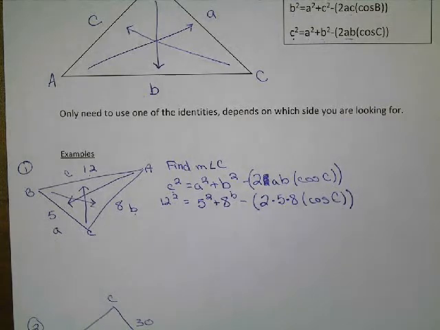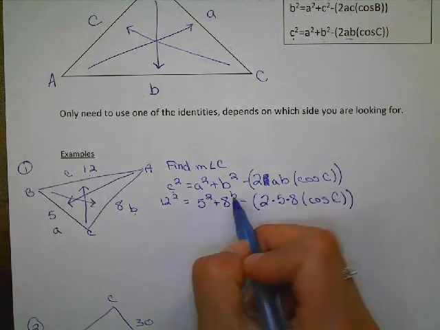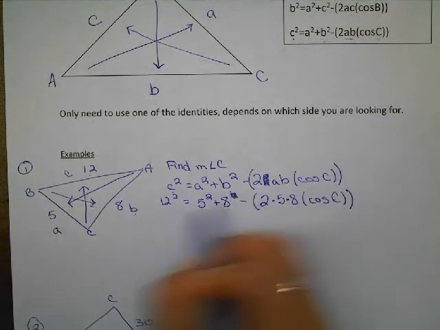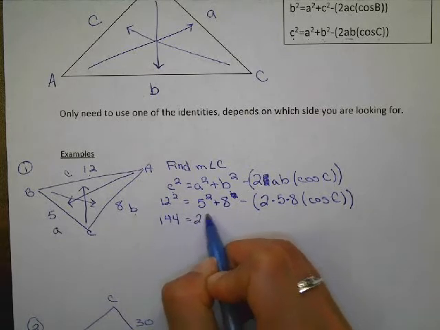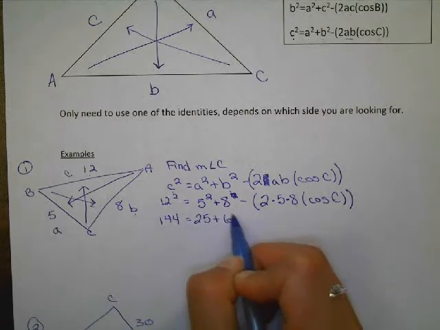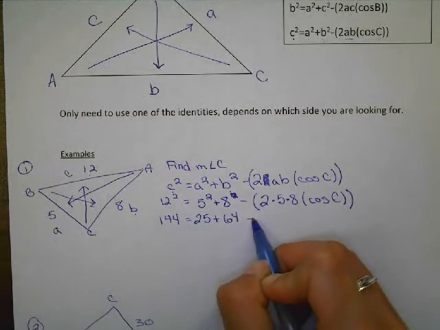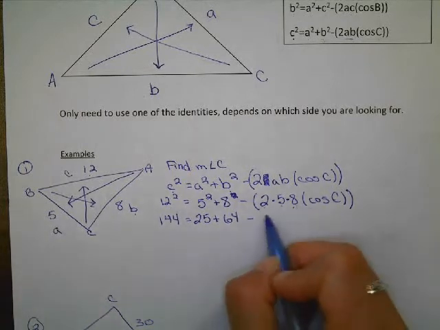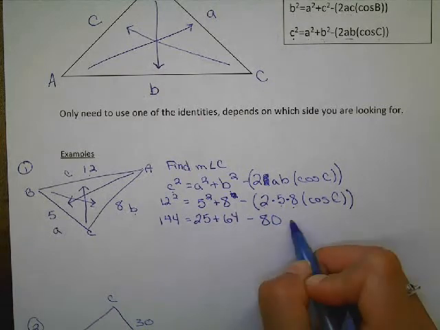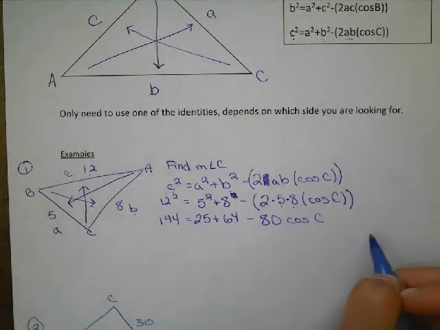Now I simplify. So this is where your algebra skills come in handy. 12 squared is 144. 5 squared is 25. 8 squared is 64. Minus 2 times 5 times 8 is 80. And then that's multiplied by the cosine of C still.